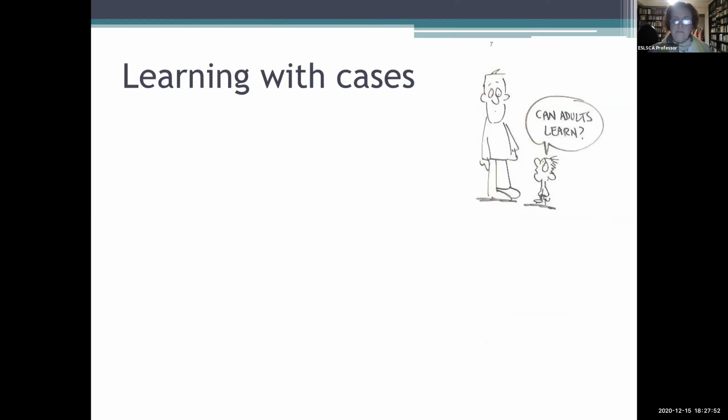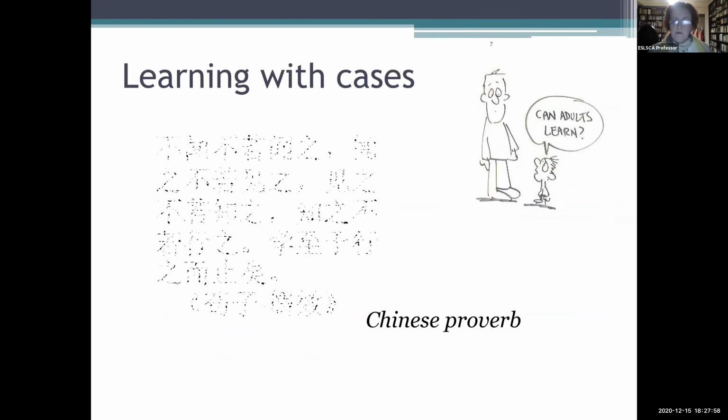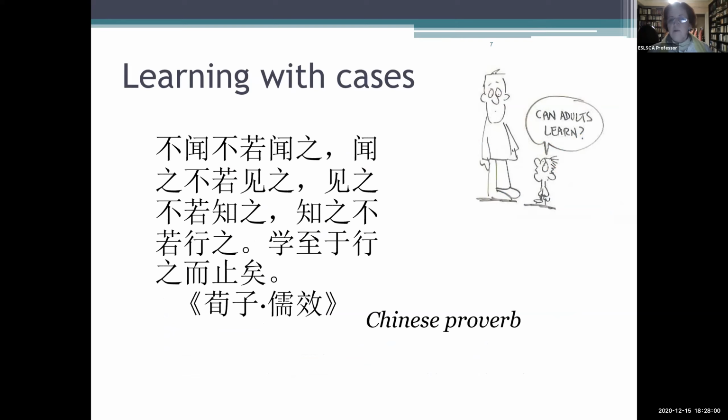When you learn with cases, I'd like to start talking about learning with cases with this Chinese proverb, which sounds like this. Actually, I have no idea how it sounds, but one of the Chinese students wrote it for me, so I trust him. It looks to me like a lot of letters Z running around. But in reality, this is what it means.